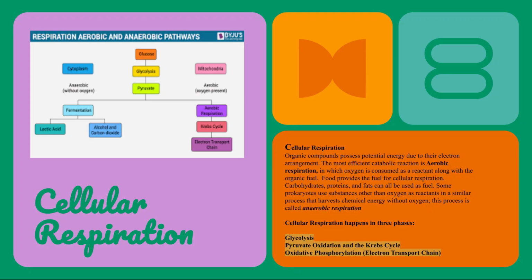And cellular respiration happens in three phases: glycolysis, pyruvate oxidation, which is the intermediate step, the Krebs cycle, and the last step is oxidative phosphorylation, which is also the electron transport chain.